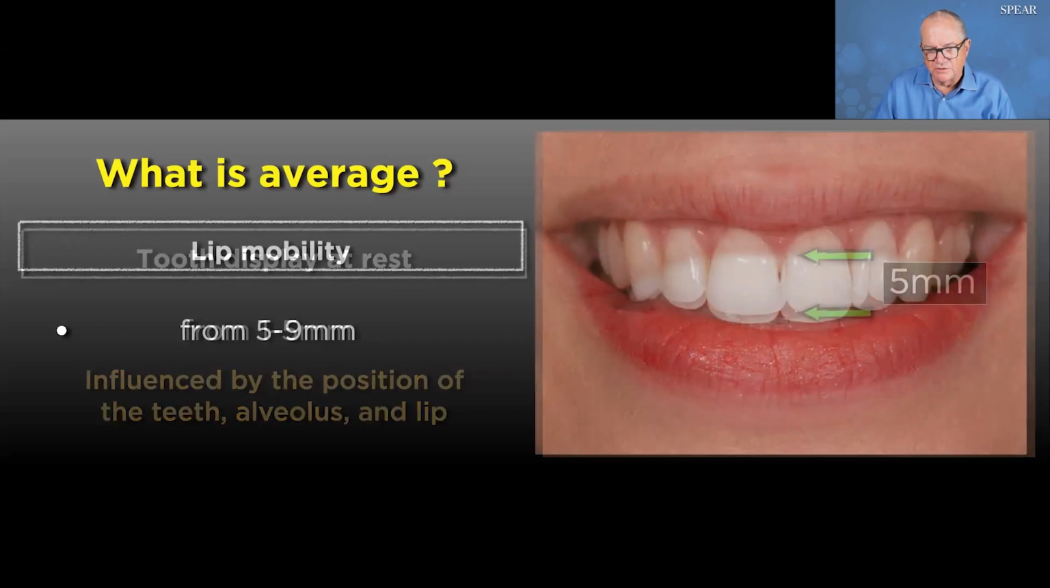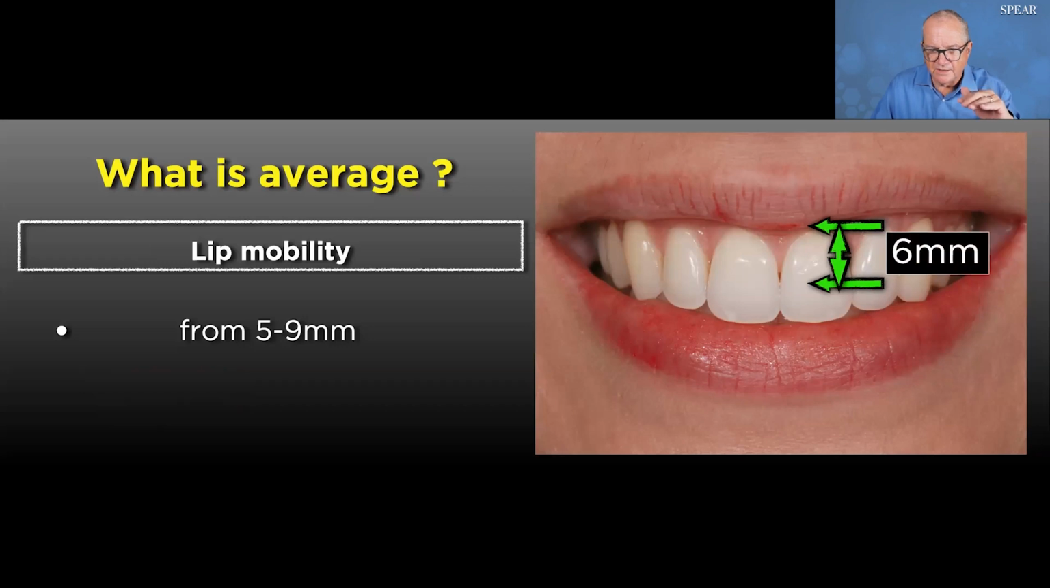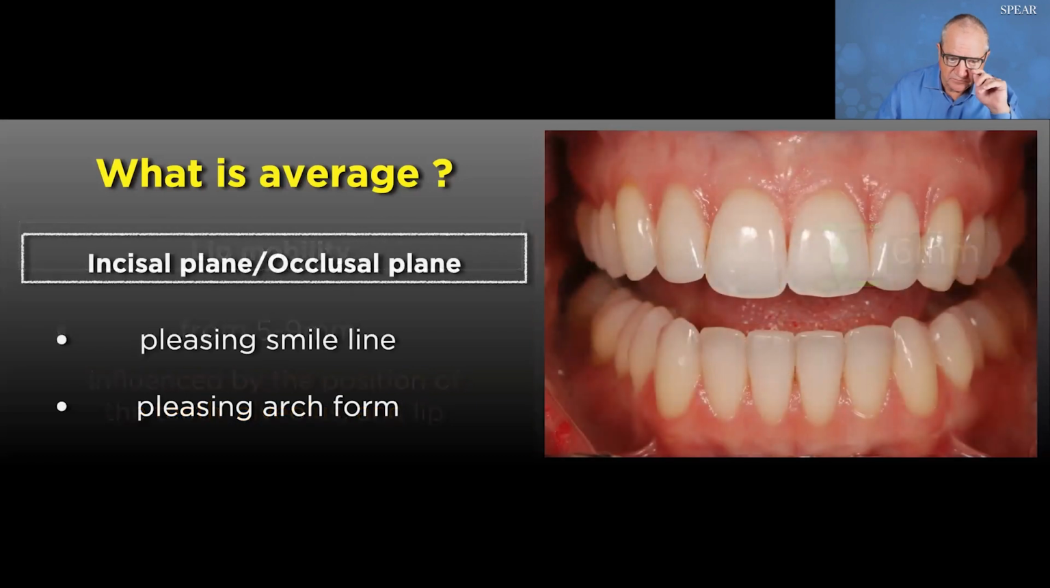Then we look at what we call lip mobility. Lip mobility is how far the lip moves from rest position to its highest point. And in her case, lip mobility is 6. Normal would be 6 to 9. And it is influenced by the position of the teeth labiolingually. We want a pleasing smile line.